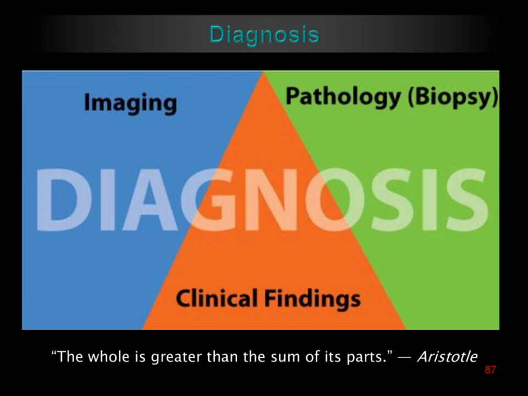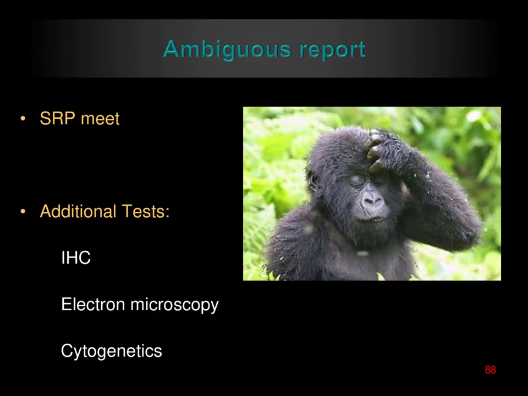So therefore, to reach a diagnosis, you have to integrate the imaging findings, the histological findings and the clinical findings. That's when you reach a diagnosis. Whenever you have an ambiguous report, as we already discussed, you should have a meeting with your radiologist and pathologist, because if your diagnosis is not certain, you cannot decide on treatment. Here you may go for additional tests like immunohistochemistry, electron microscopy or cytogenetics, whatever your pathologist advises.